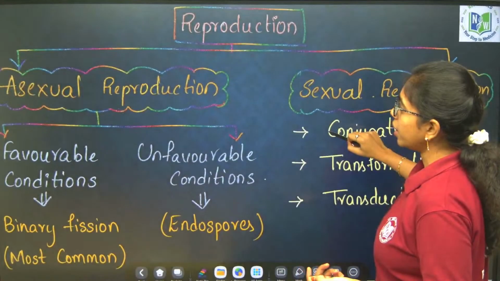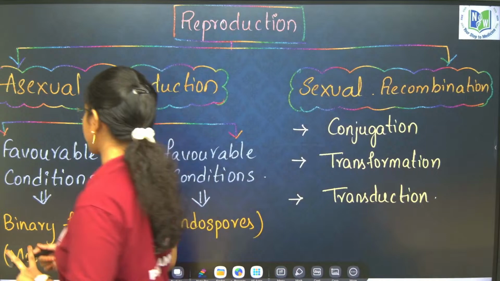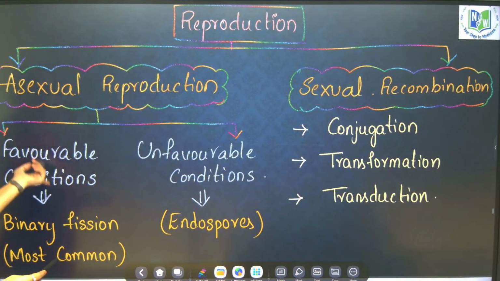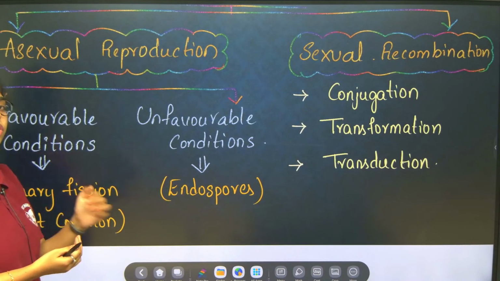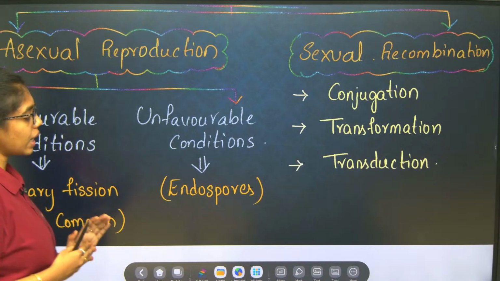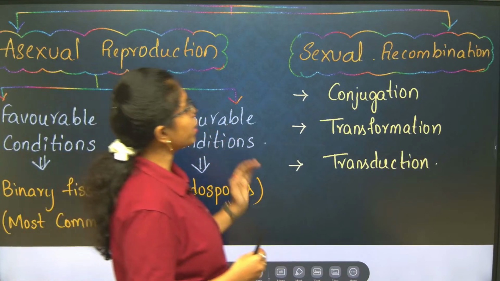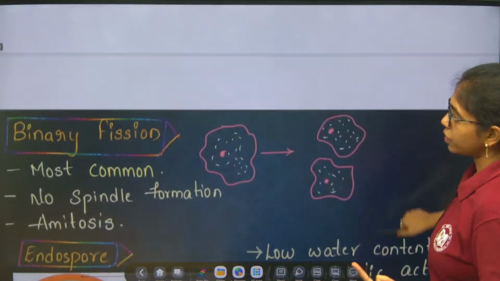Lastly, about reproduction, we have discussed that two types of reproduction will be there, asexual reproduction and sexual reproduction. Asexual, under favorable conditions, it will conduct what? Binary fission only, which is most common. Unfavorable conditions, it has what? Endospores. And for sexual recombination, we have conjugation, transformation and transduction.